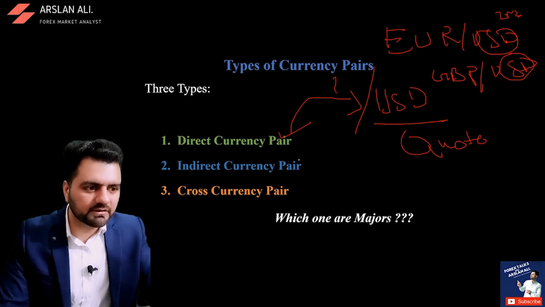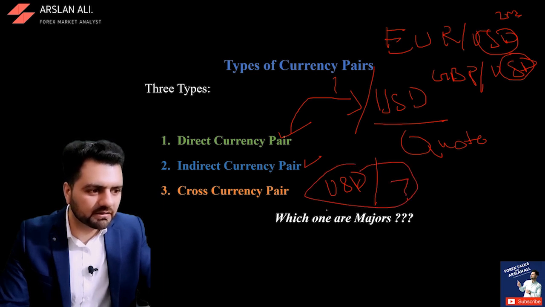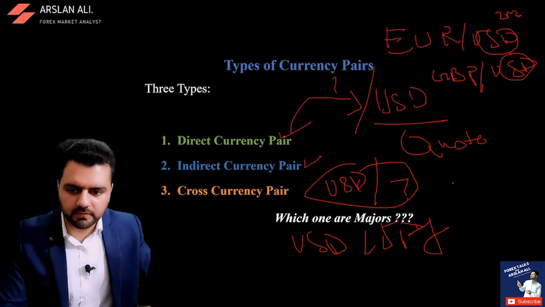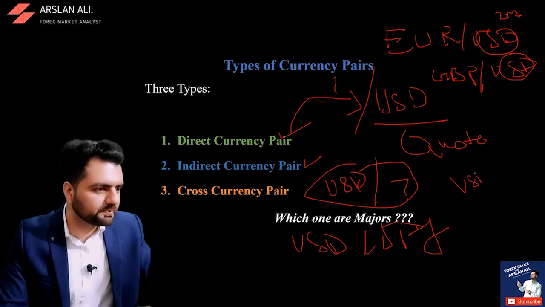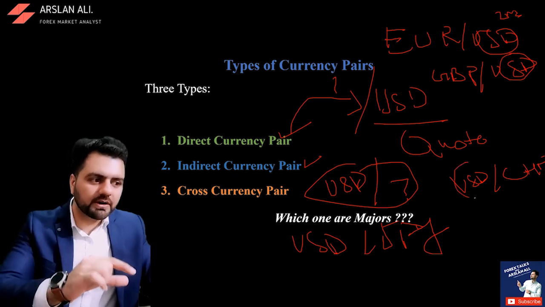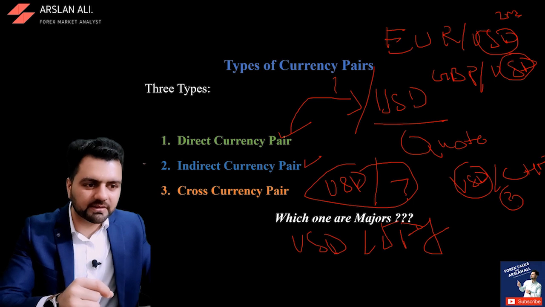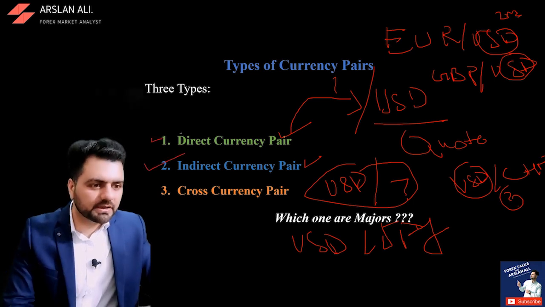And indirect currency pair is when we have a US dollar as a first currency while any other currency is a second currency. For example, USD JPY, USD CHF, right? So dollar is the first currency here, while the second currency can be any currency. So this is known as an indirect currency pair. The direct currency pair was the one we discussed about.